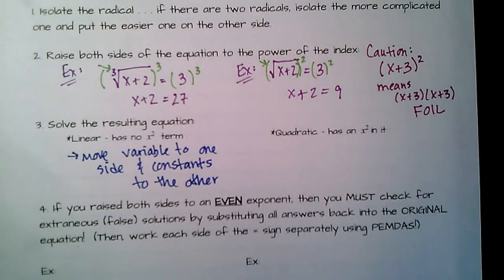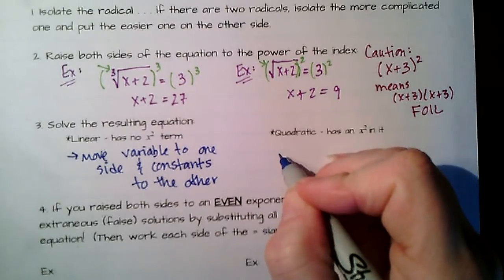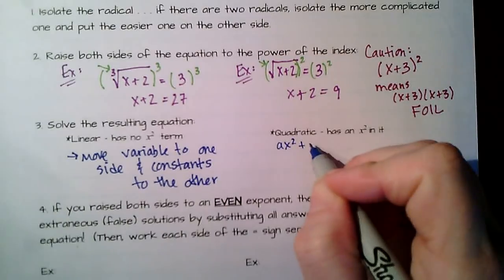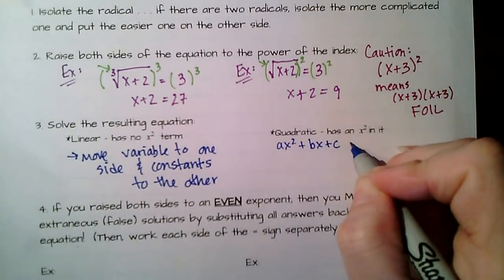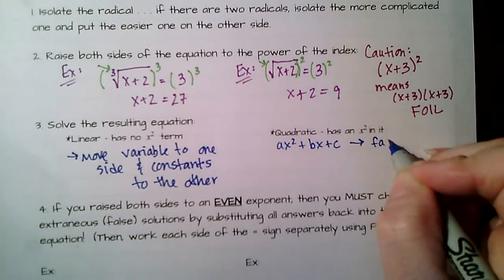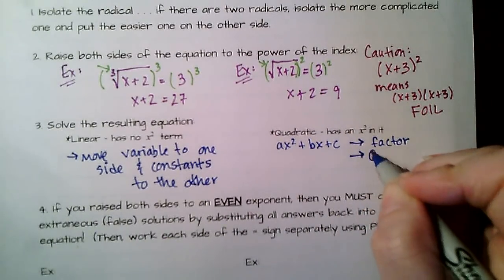The other type of equation we might end up with is quadratic, and quadratic has an x squared in it. So if you end up with something that has all 3 terms in it, ax squared plus bx plus c, then we know a couple of ways to solve that. One way that we could solve is to factor. Another way we could solve is the quadratic formula.